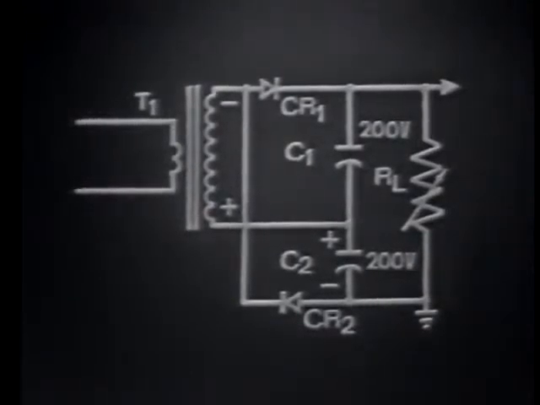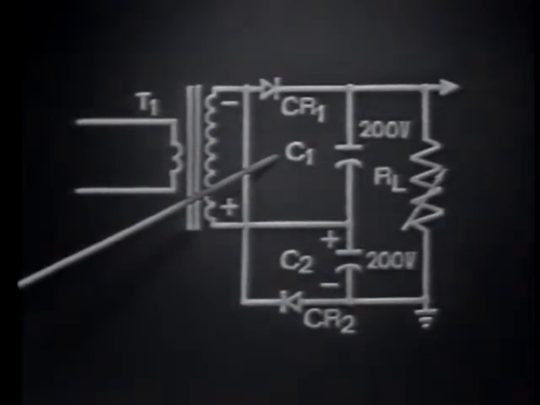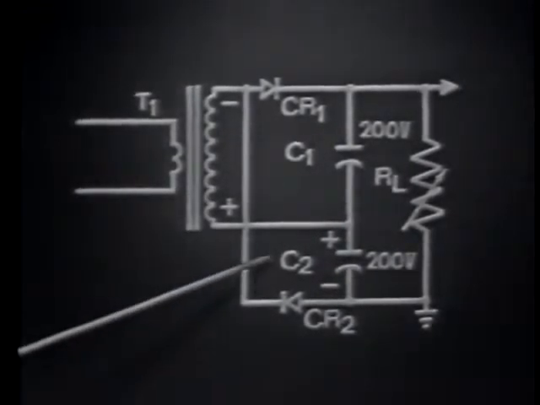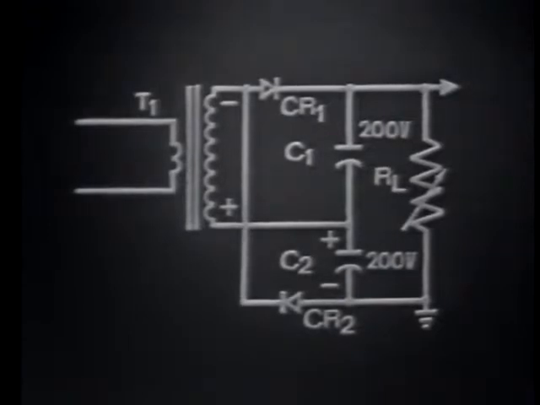Now this means that during one cycle of the input signal, we develop in the output the total of C1 and C2, or 400 volts. This voltage value equals nearly twice the peak voltage of the transformer secondary. Therefore, we get the name voltage doubler.